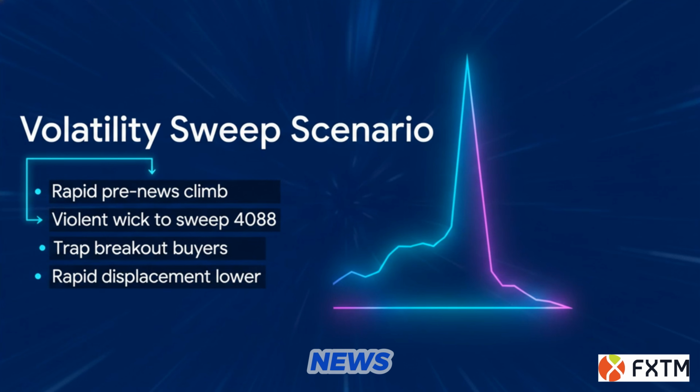As the New York news release approaches, this is the volatility sweep scenario you need to anticipate. Expect a rapid pre-news climb to induce early buyers. Then, a violent wick upward to sweep the 4088 high. This effectively traps breakout buyers and stops out early sellers. Once that liquidity is grabbed, expect rapid displacement lower to begin the real move.